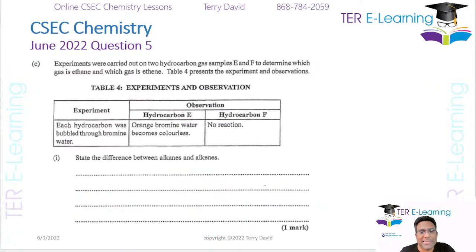All right, next, part C. Experiments were carried out on two hydrocarbon gas samples, E and F, to determine which gas is ethane and which gas is ethene. Table 4 represents the experiment and observations. Each hydrocarbon was bubbled through bromine water. With one, the orange bromine water becomes colorless, and the next one had no reaction. So automatically, I can tell which one is which. But first, they said state the difference between alkanes and alkenes. So alkenes contain double bonds.